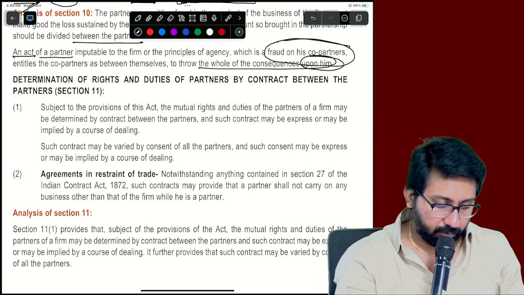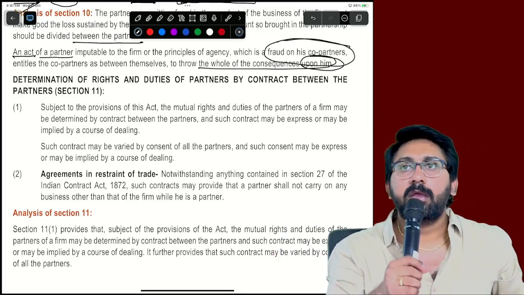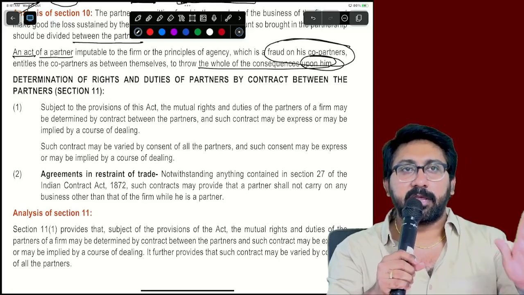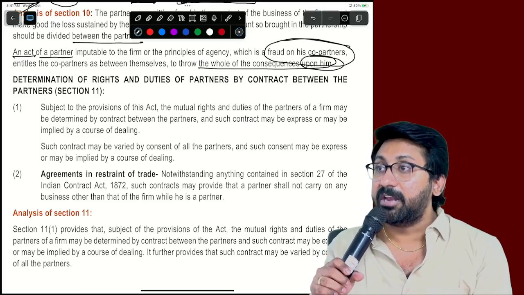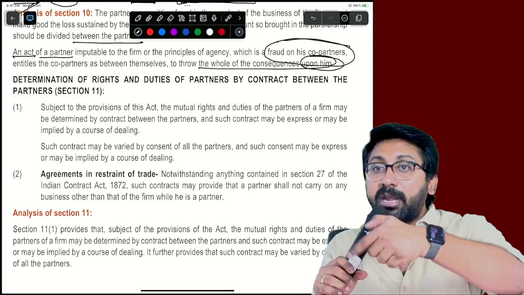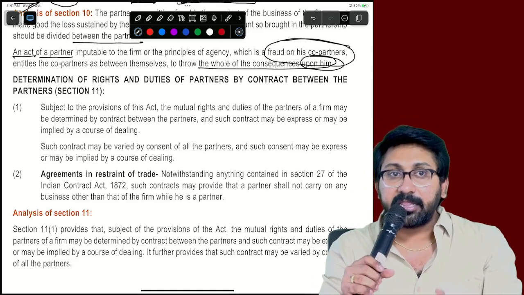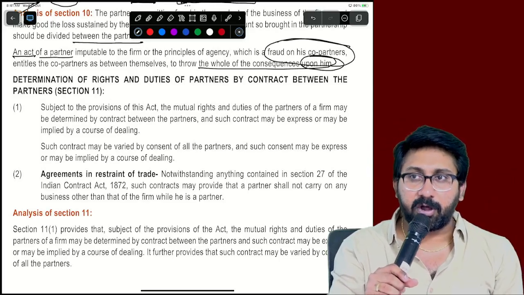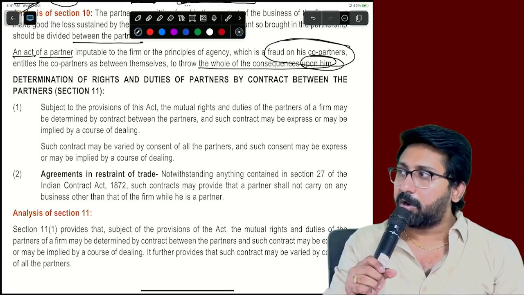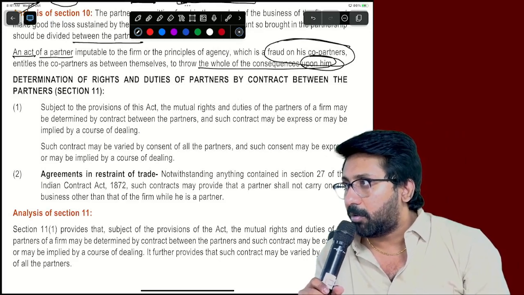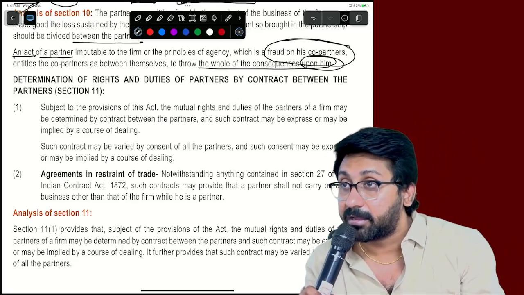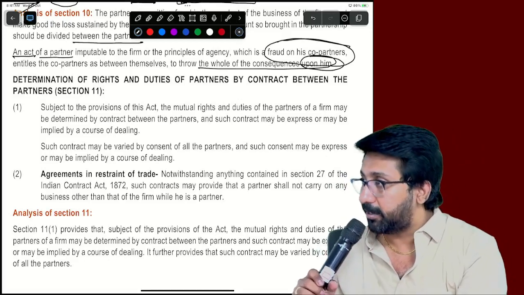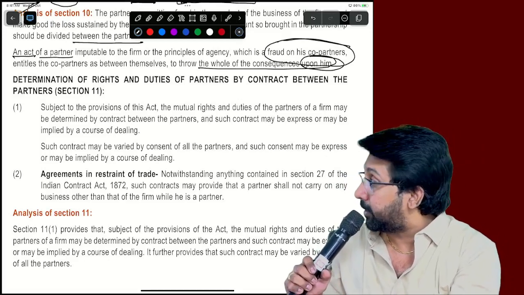Now listen carefully to what we are going to see. What are the rights of a partner? What are the liabilities of a partner? These will be decided by the contract between the partners. In the partnership deed you have written what the rights, liabilities and duties of every partner are. If there is a contract, that contract will apply. If it is not there, what will happen?